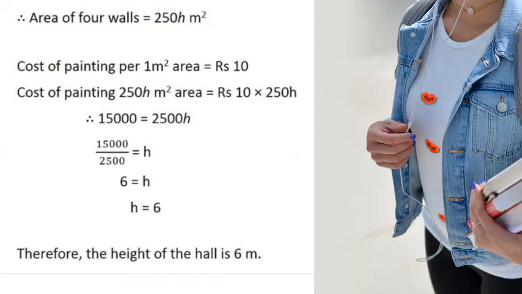The cost of painting 1 meter square area is rupees 10. So the cost of painting 250H meter square area is rupees 10 into 250H. It is given as 15,000 rupees. So 15,000 is equal to 2,500H. So H is equal to 15,000 by 2,500. So we get the H value as 6. Therefore, the height of the hall is 6 meters.